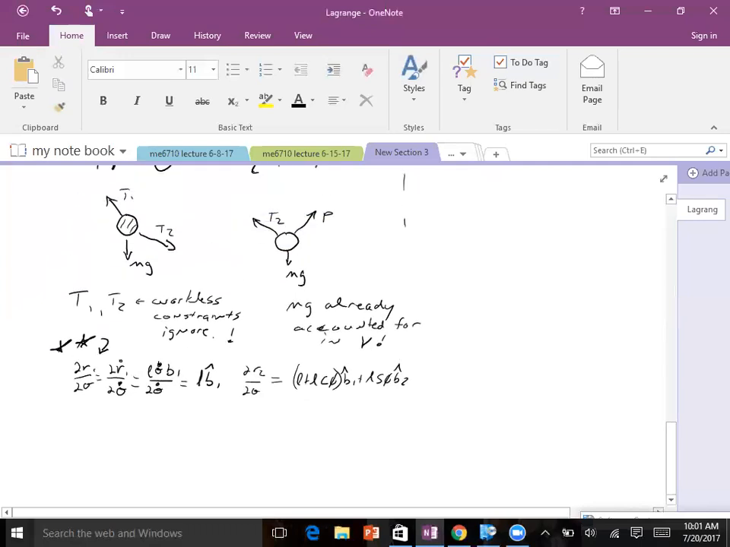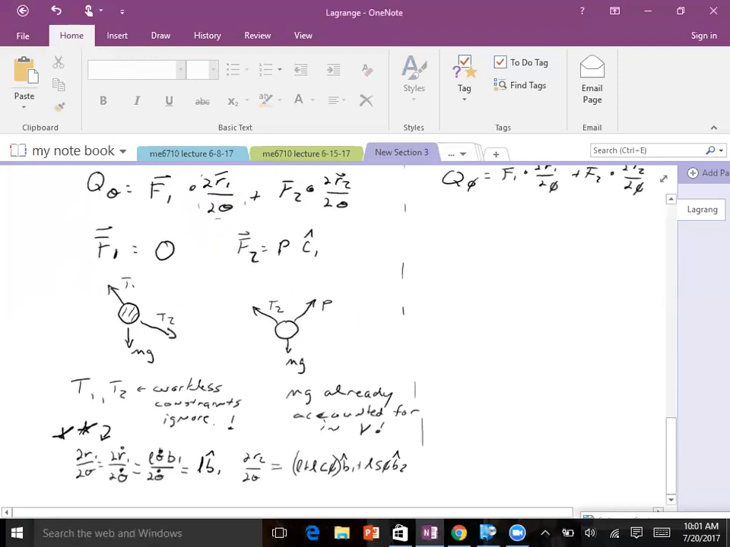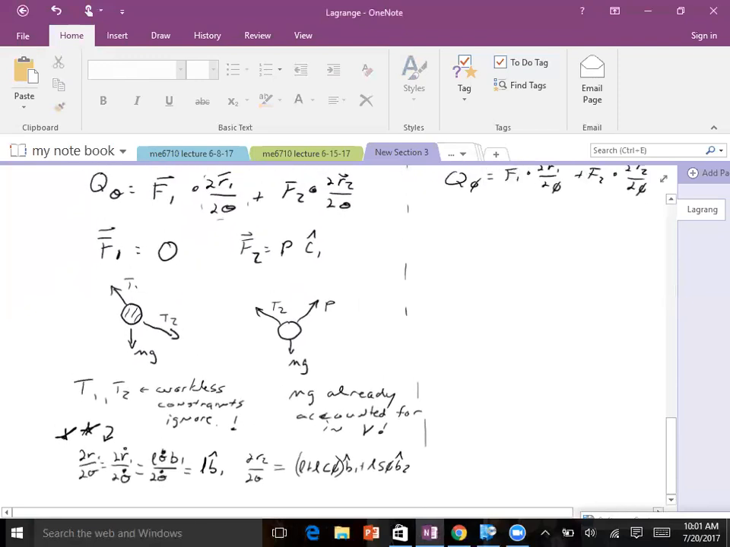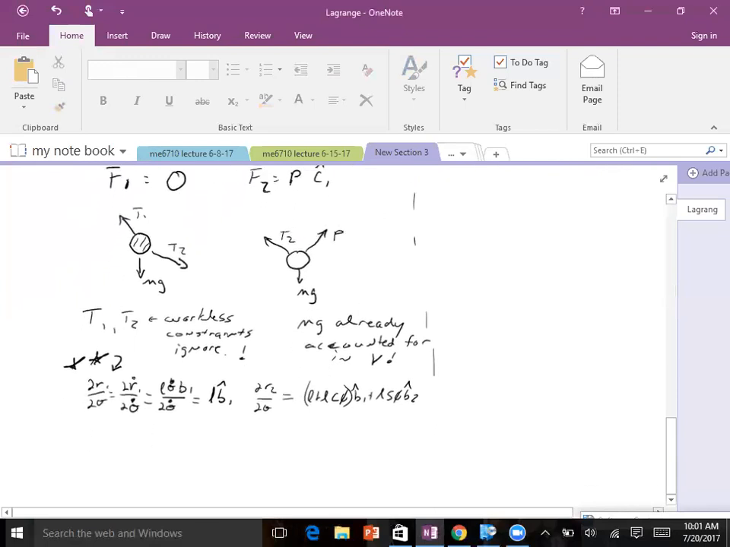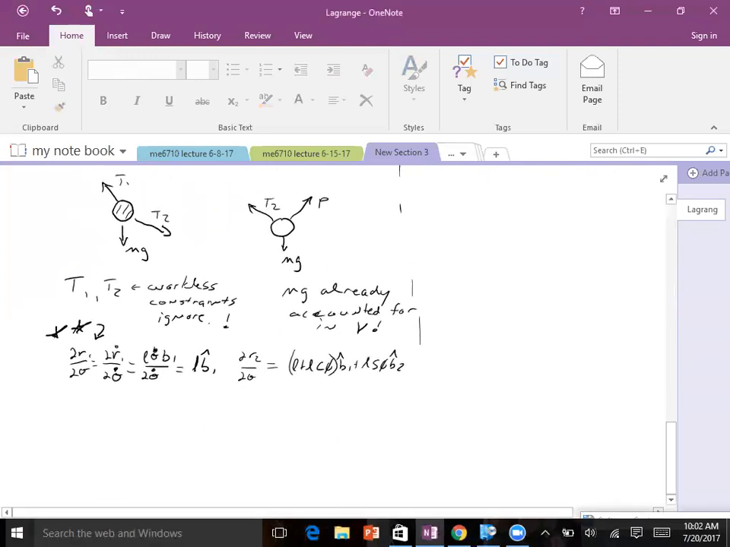So those two terms, there's going to be a little bit of work involved. So let's now plug them in. So I've got F1. All right, so this is going to take just a tad bit of work, right? So I've got 0 dotted with my LB1, plus P in the C1 dotted with L plus L cos phi in the B1 plus L sin phi in the B2.